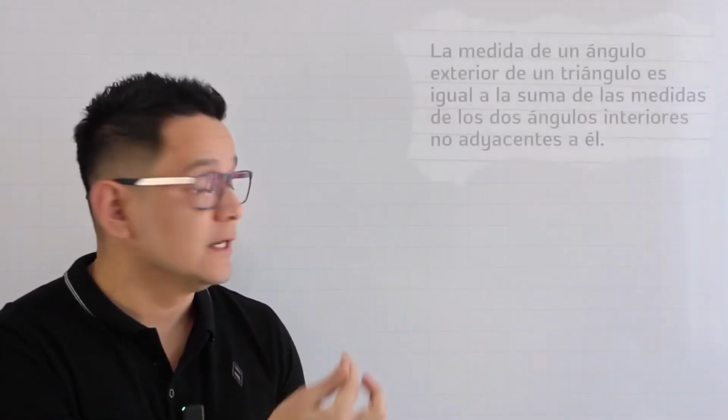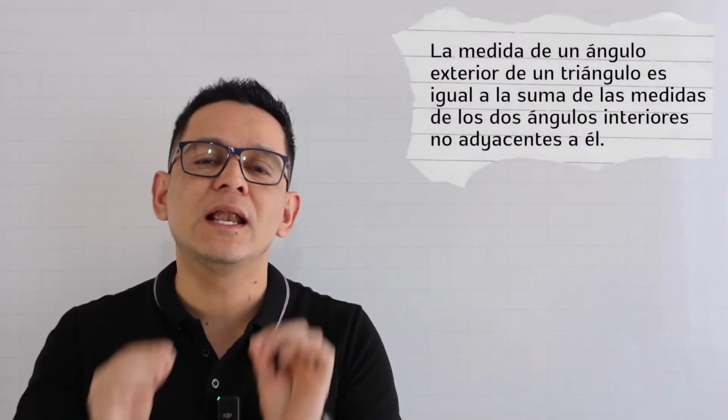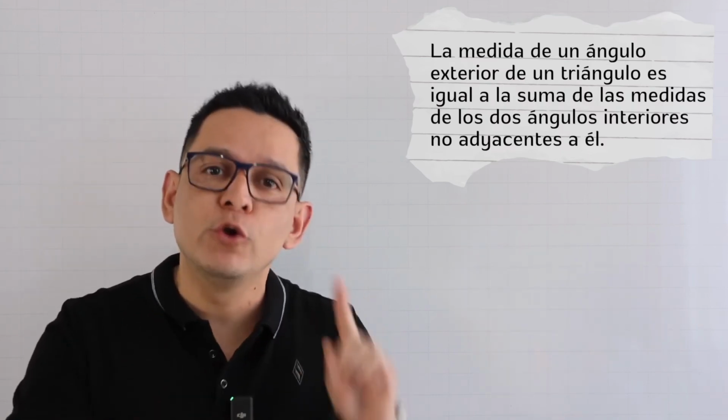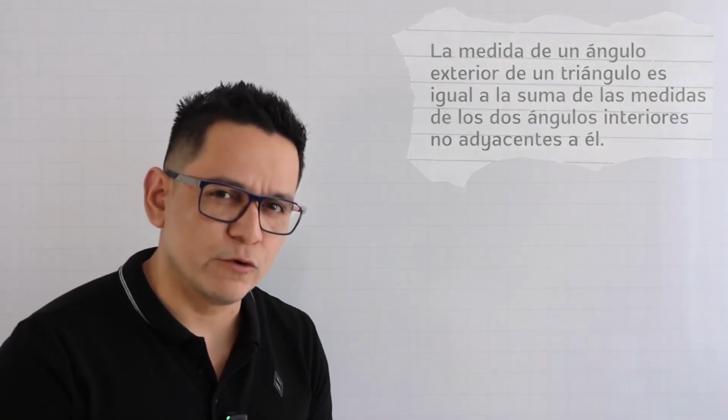This is one of those shortcuts that, once you master it, will make your life much easier when solving geometry problems. And the theorem says, the measure of an exterior angle of a triangle is equal to the sum of the measures of the two interior angles that are not adjacent to it. Yes, I know this might seem a little confusing, so let me explain it to you in detail with a graphic.